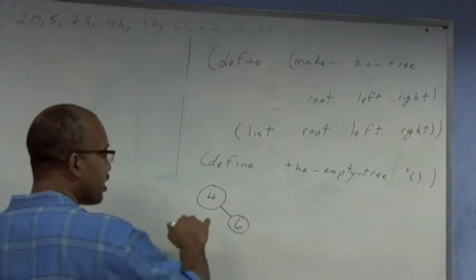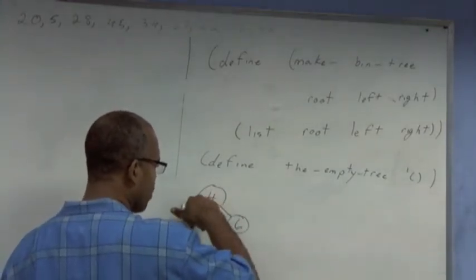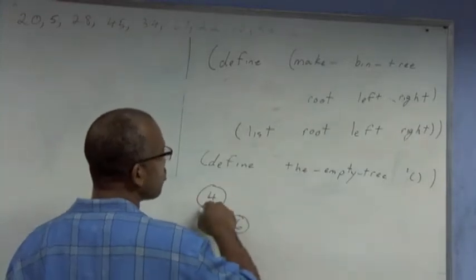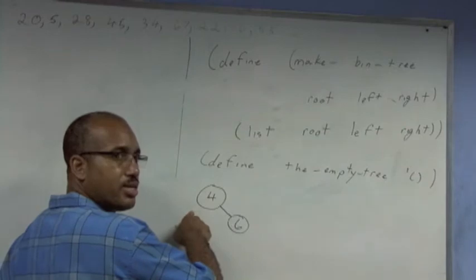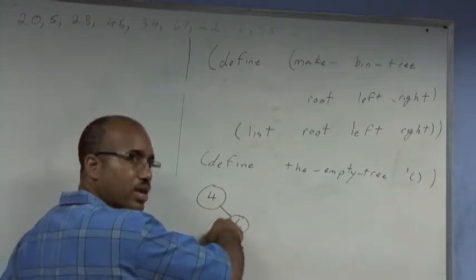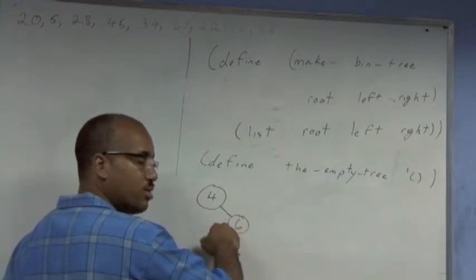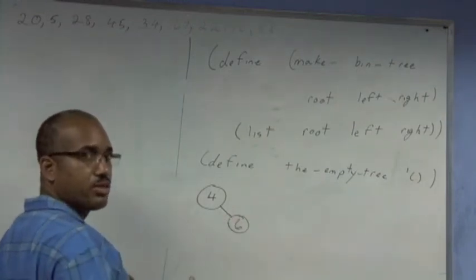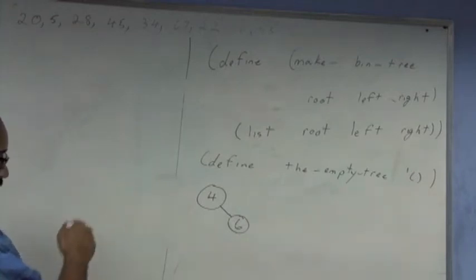First I define this node for the root, and it would have 4 as the root, the empty tree as the left subtree, and another binary tree as the right subtree. Now this binary tree would have 6 as the root, the empty tree as the left, and the empty tree as the right. It continues like that, but in this case, we need only 2 nodes.